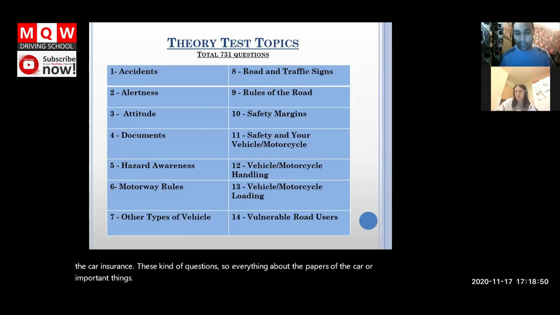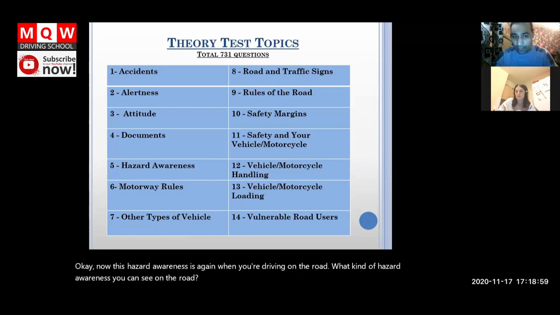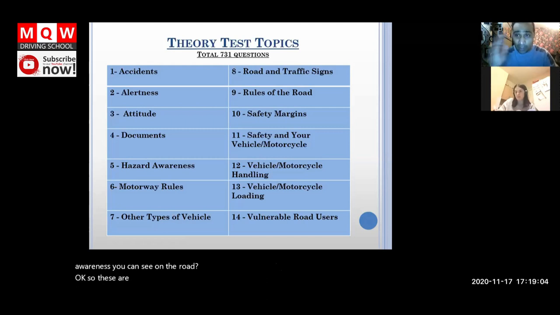Now this hazard awareness is, again, when you're driving on the road, what kind of hazards you can see on the road. These are the kinds of questions they can ask you in hazard perception. Again, they want to see how aware you are of looking ahead on the road.